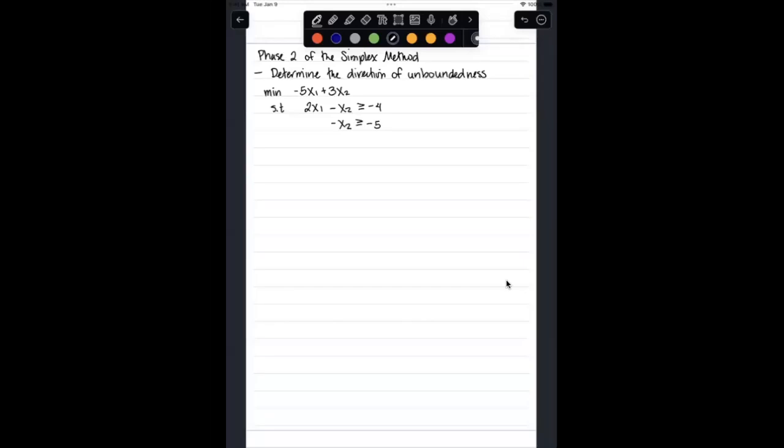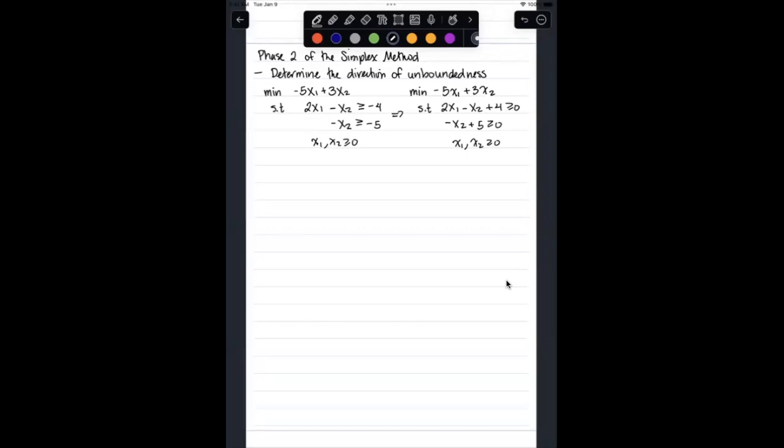So in this video, we're going to be looking at phase 2 of the simplex method, and more specifically, we're going to determine the direction of unboundedness of this program. So here we have a program with an objective function and a couple of constraints. Now that it's in the form that we want, we will create a tableau.